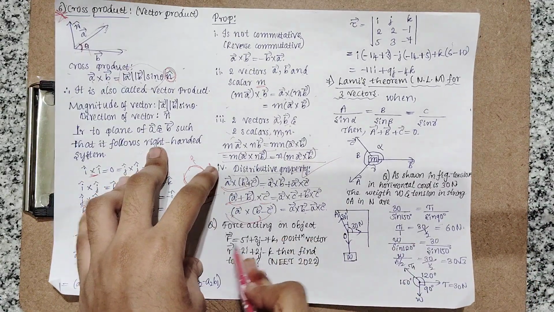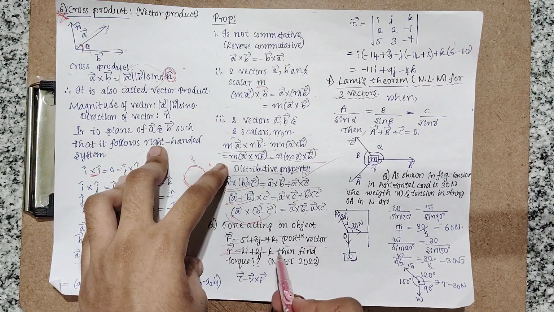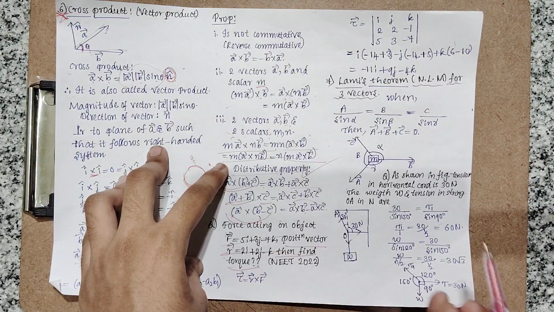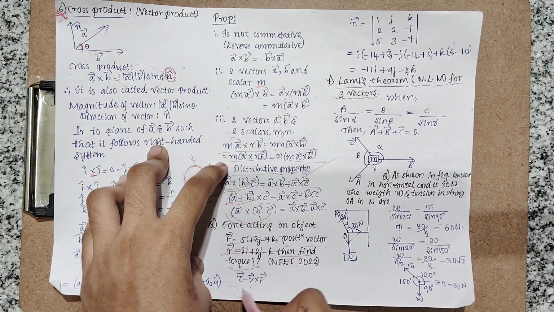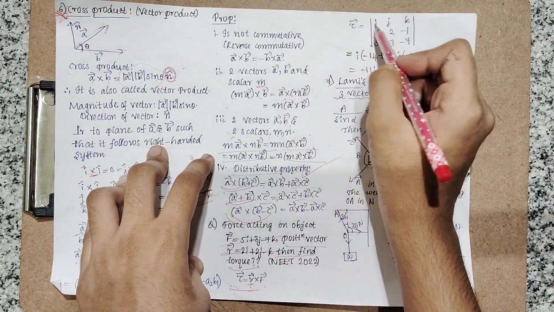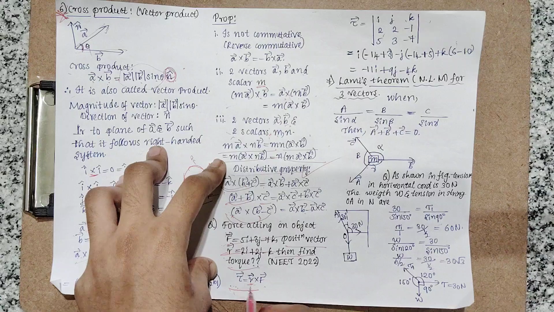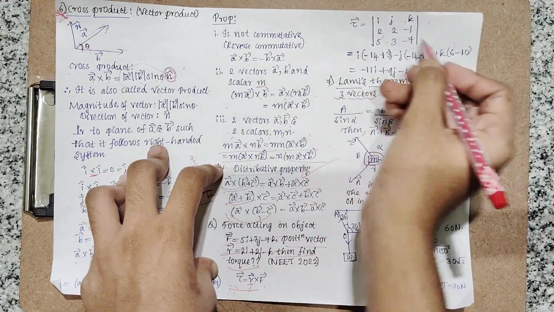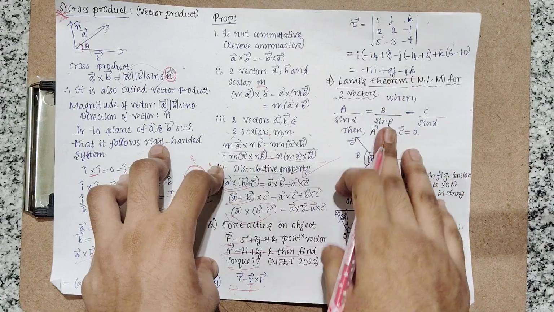Force acting on an object F is equal to this much. Position vector R bar is equal to this much. Then you have to find torque. We know that torque tau is equal to R bar cross F bar. So you have to place this R terms i, j, k, R: 2, 2, minus 1. For F it is 5, 3, minus 7. And then you simply multiply this. In the same way you will get the torque.